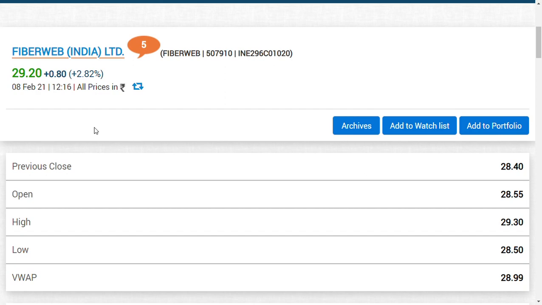So a month or so back, I started the first coverage on Fiberweb India Limited. The main reason why I started to cover it was their plan regarding this flat bond.